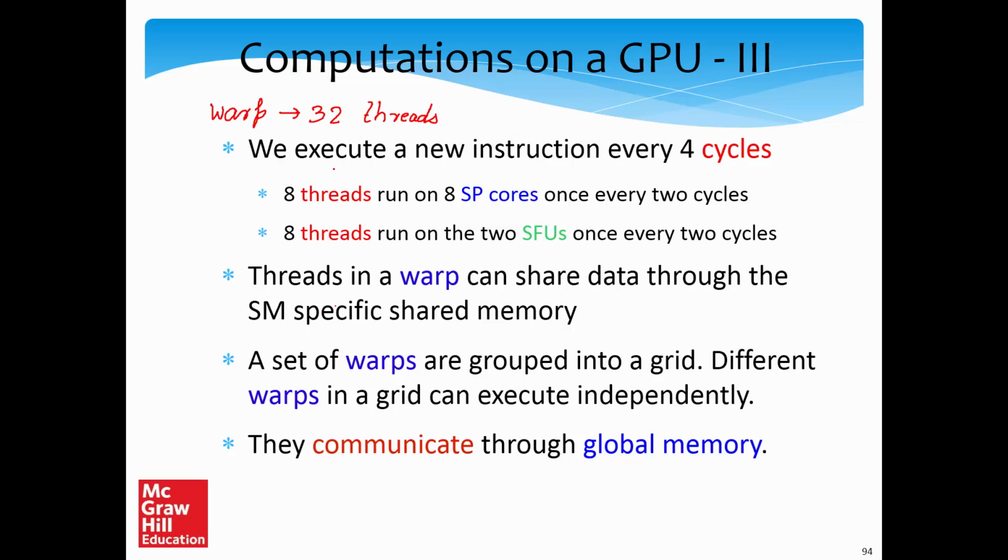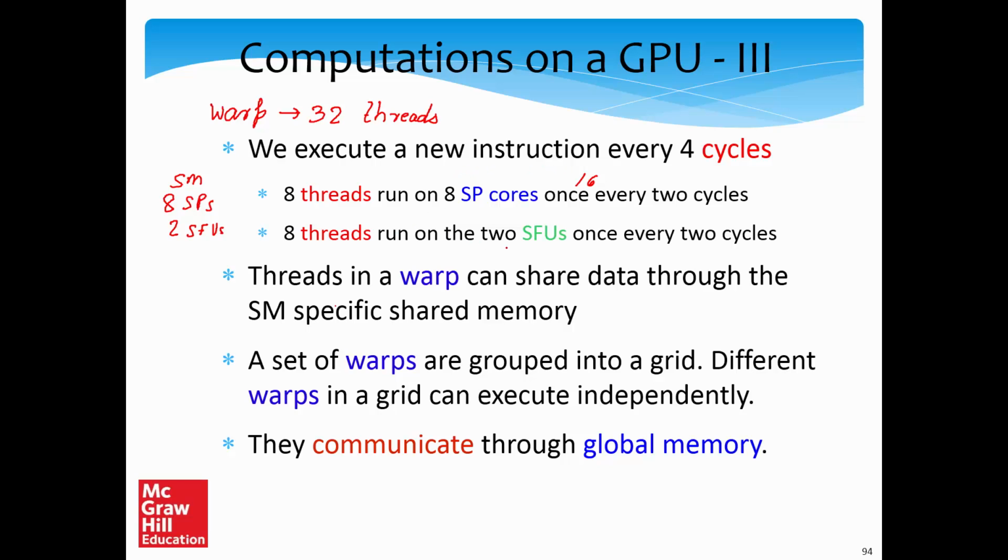So the way that things work is that if you go back to the diagram of one SM, inside an SM there are 8 SPs and there are 2 SFUs. On the SPs we schedule 8 threads that run on the 8 SP cores, of course one thread running on each SP core once every 2 cycles. So once every 2 cycles we schedule 8 threads, and then they can execute one instruction each. So basically in 4 cycles we can execute 8 times 2, 16 instructions.